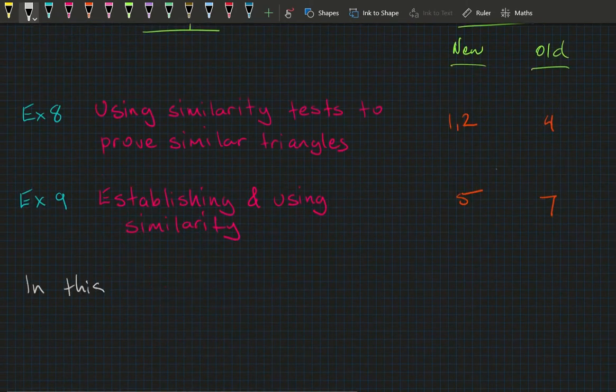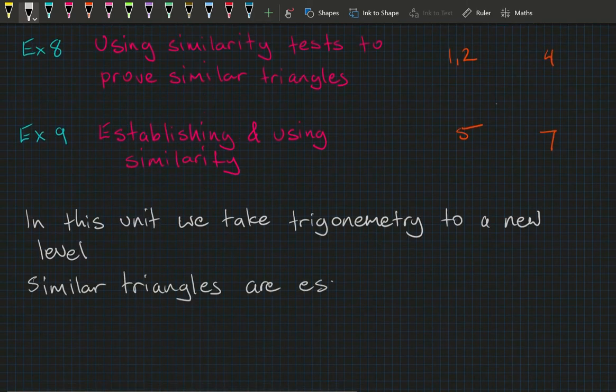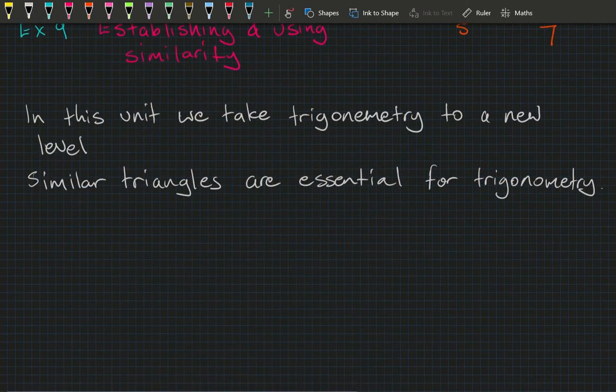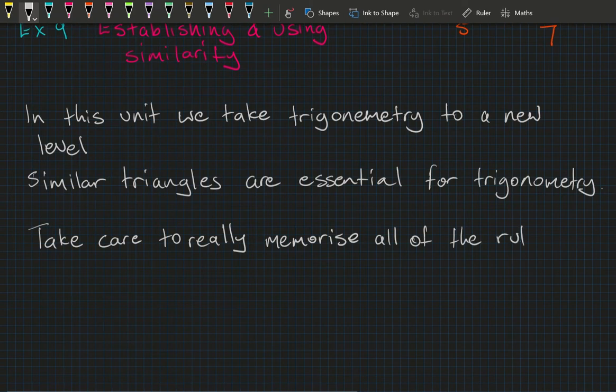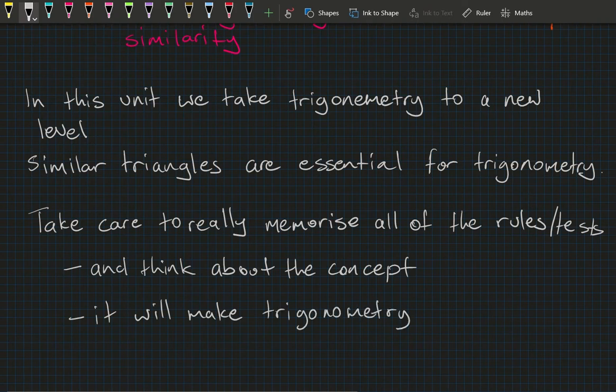Later in this unit, we're going to learn more about trigonometry than you have in previous years. This concept of similar triangles is essential for trigonometry. In this lesson, take care to not just go through the motions, but actually understand all the rules, the tests, and the properties we learn, as well as the concept as a whole. Doing this will make trigonometry very easy for you.